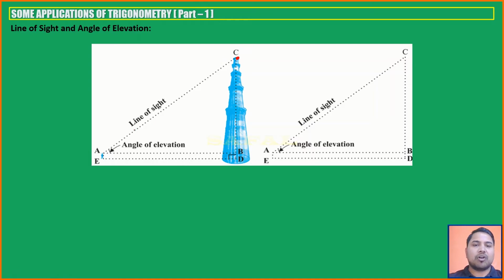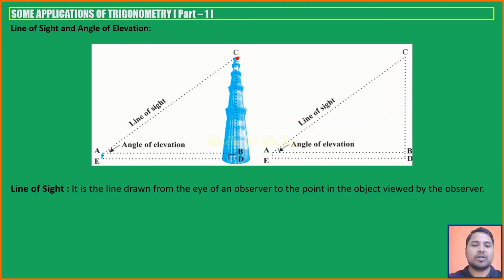The line along which the person is looking at the peak of Qutub Minar, we call it as line of sight. So basically it is the line drawn from the eye of the observer to the point in the object viewed by the observer. Whichever point the observer is looking at, that point needs to be connected to the eye of the observer. Whatever line you get, that we call it as line of sight.